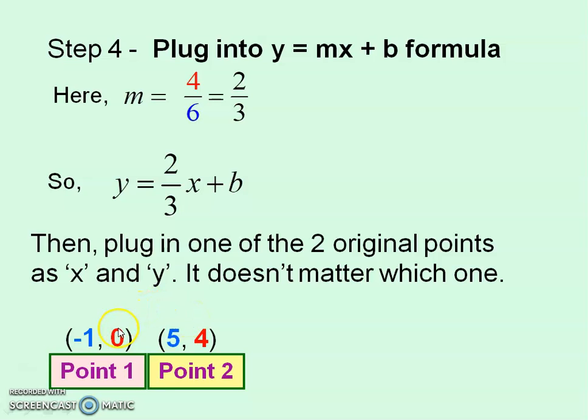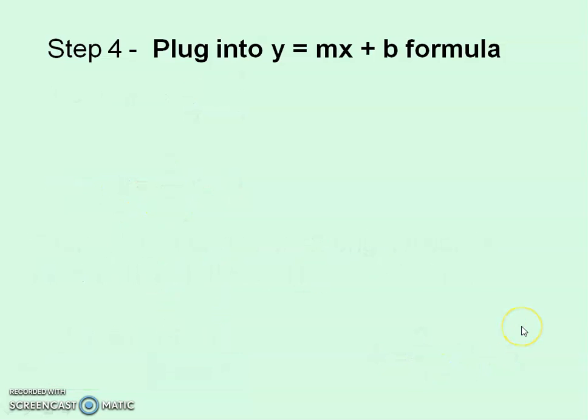And as long as I pick the x and the y from the same point, that's okay. I couldn't pick, let's say, the 0 and the 5. I have to be consistent about my choice. So I picked the 5 and the 4. I plugged in 5 where the x is and 4 where the y is. And now I have to solve for b. So that's just a little bit of algebra.